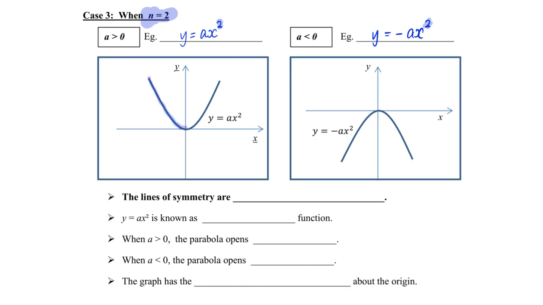It is either a U shape or an inverted U shape. And very importantly, we also know that there are lines of symmetry. In this case, the line of symmetry is the y-axis for both cases, and the equation of the y-axis is x equals 0.